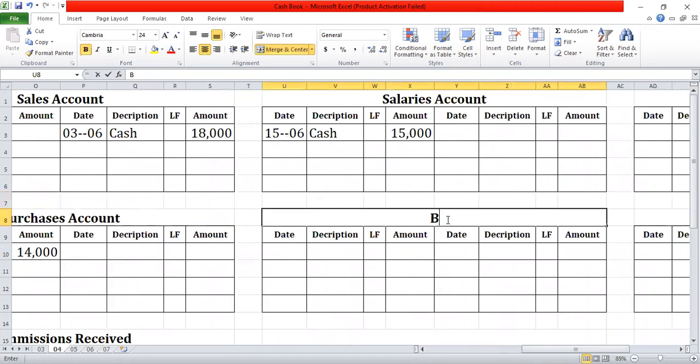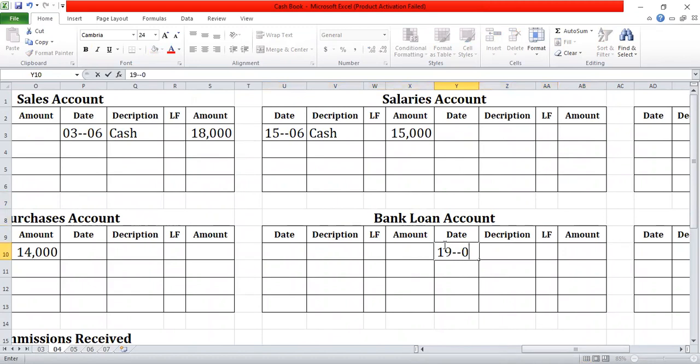Open an account for the bank loan. Bank loan account should be credited. Date 19 June. Description cash. Amount 20,000. This is how you record the transaction.